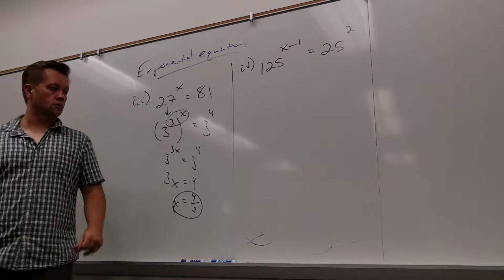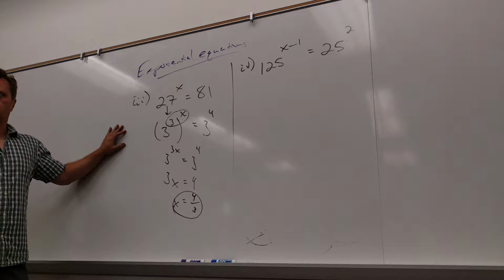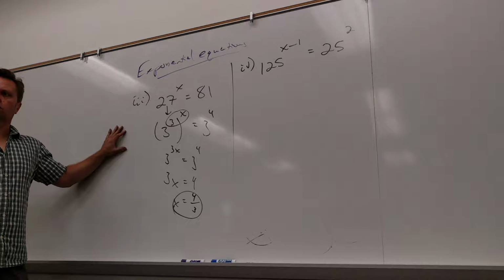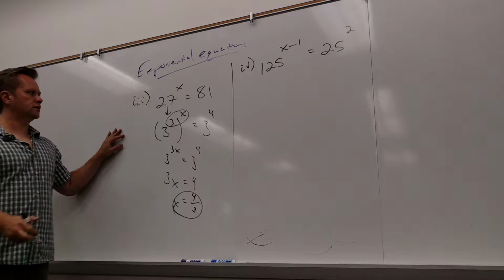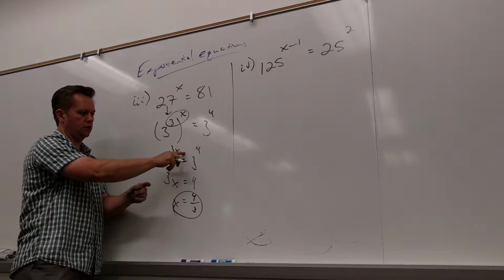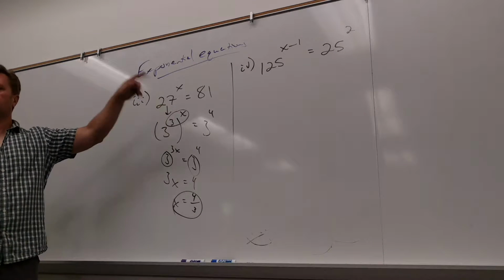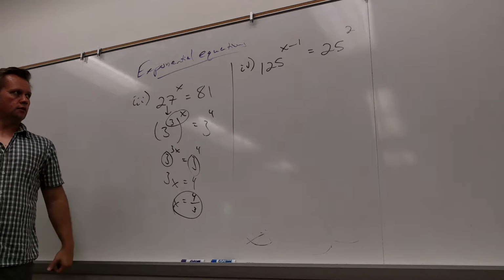For the 81, how come you couldn't just do 9 and 2, or 9 to the power of 2? Because then the bases would not have been the same. Yeah, and I can't base 27 off of 9.